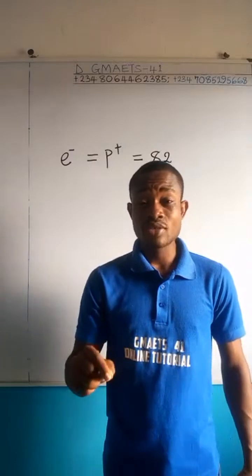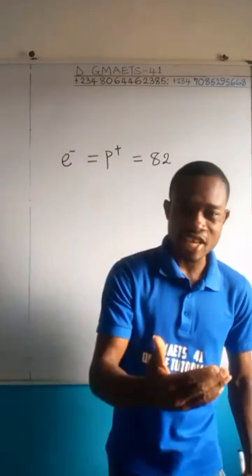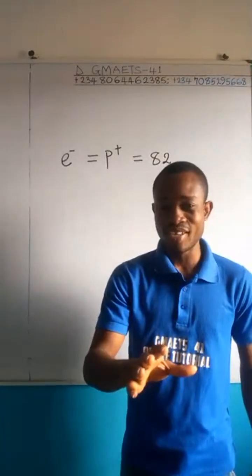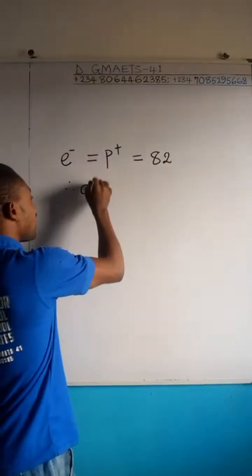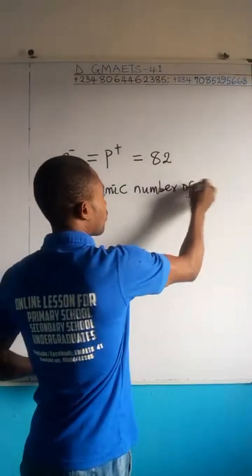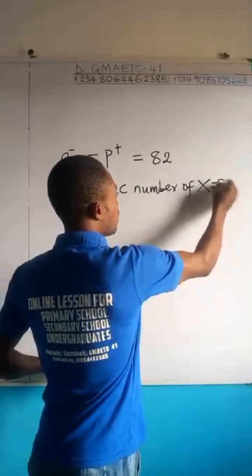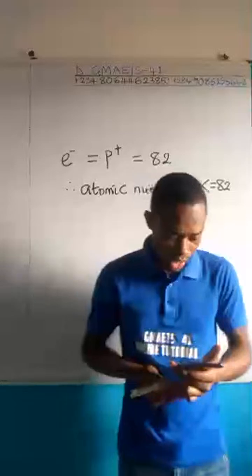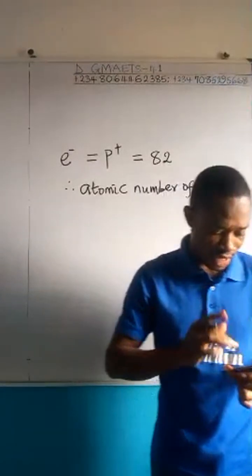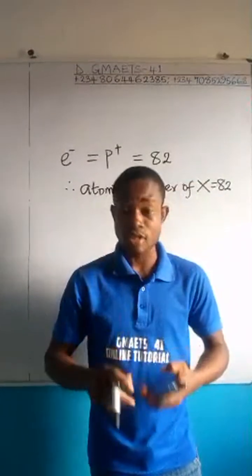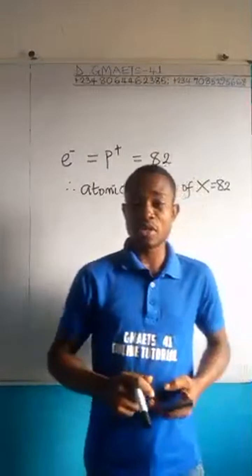If an atom reacts, you get an ion. So whether it is an ion or an atom, the proton number is equal to the atomic number. So we can conclude, therefore, that the atomic number of X in this case equals 82. That's the correct answer. And from the options we have here, option A is 209, option B is 105, option C is 45, option D is 82. So the correct answer to this question is 82.